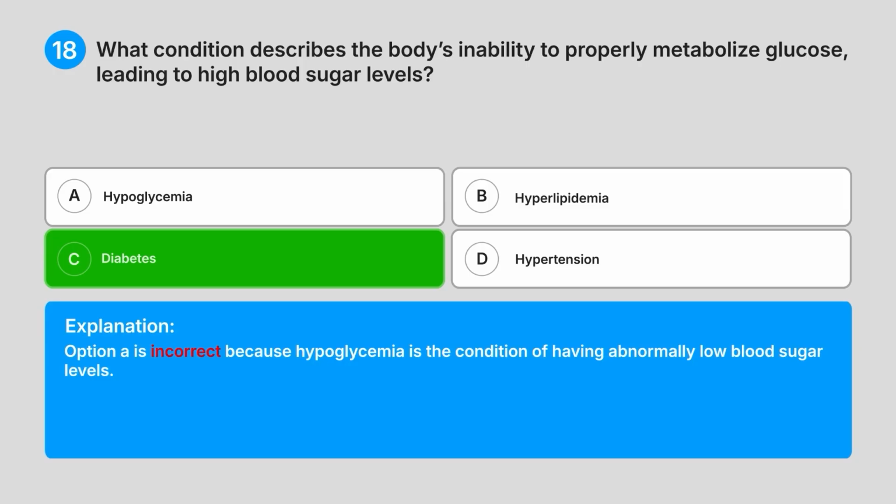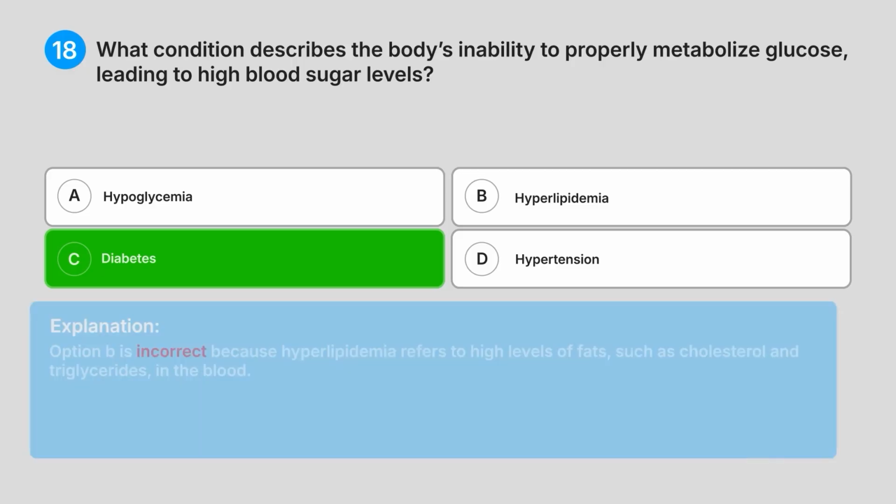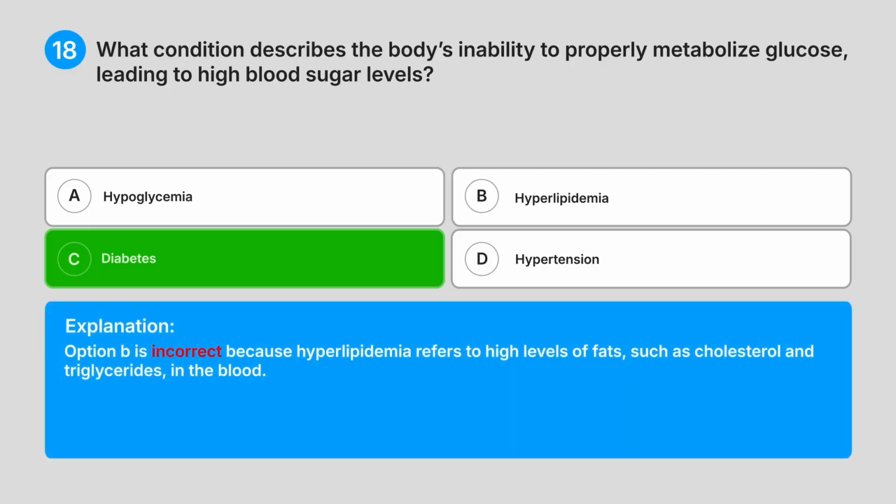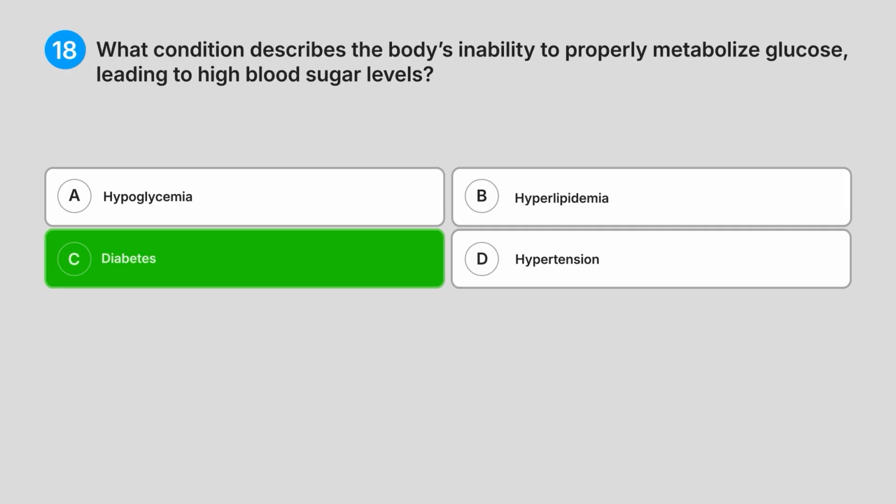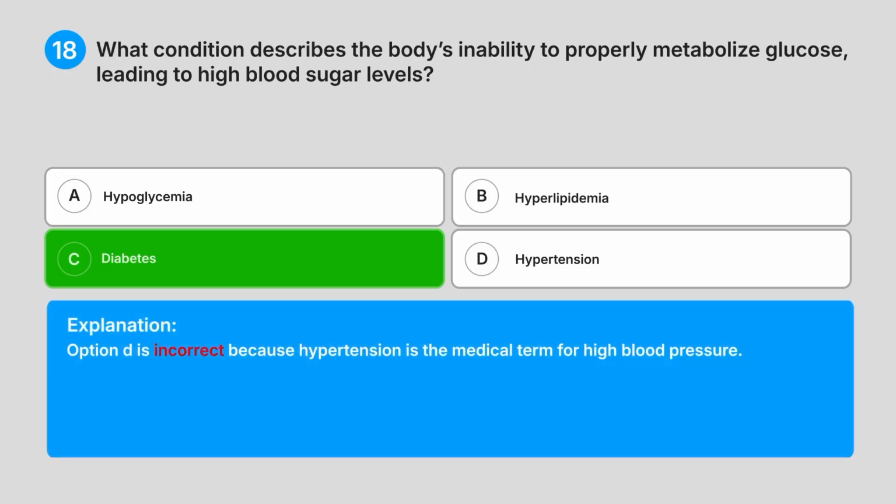Option A is incorrect because hypoglycemia is the condition of having abnormally low blood sugar levels. Option B is incorrect because hyperlipidemia refers to high levels of fats such as cholesterol and triglycerides in the blood. Option D is incorrect because hypertension is the medical term for high blood pressure.